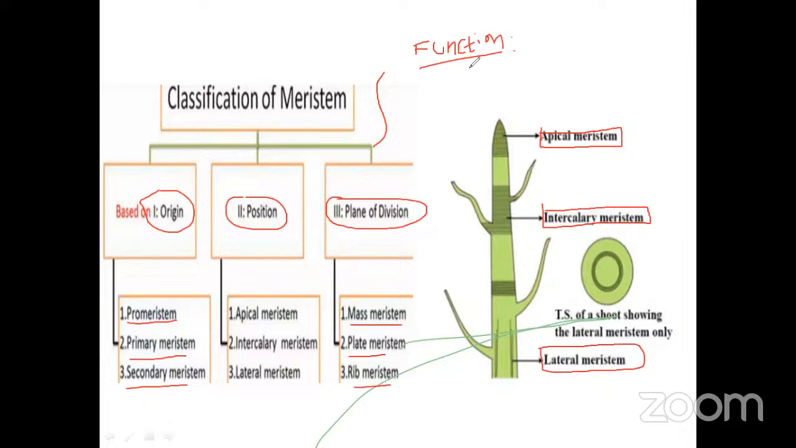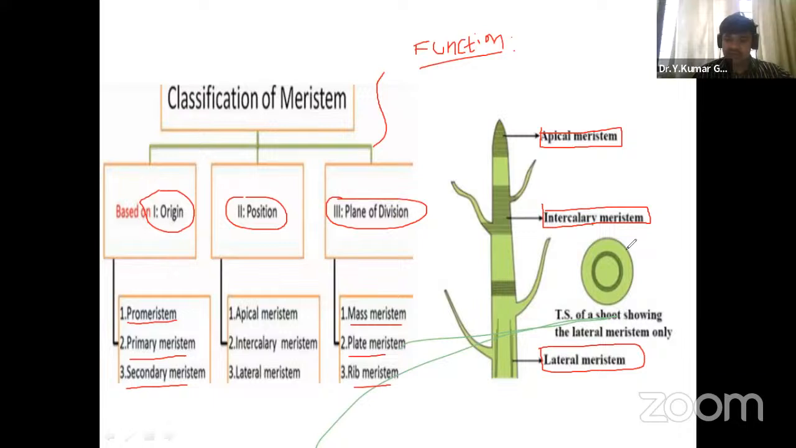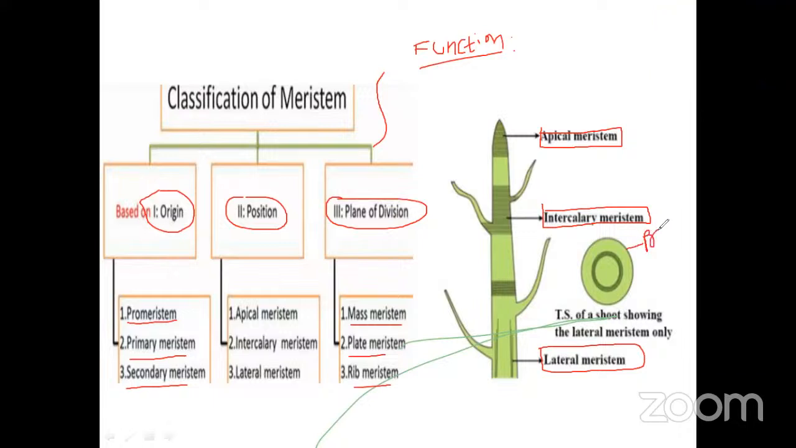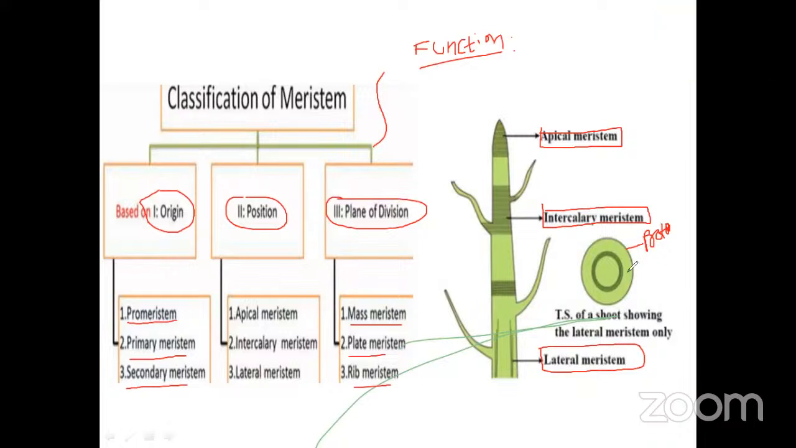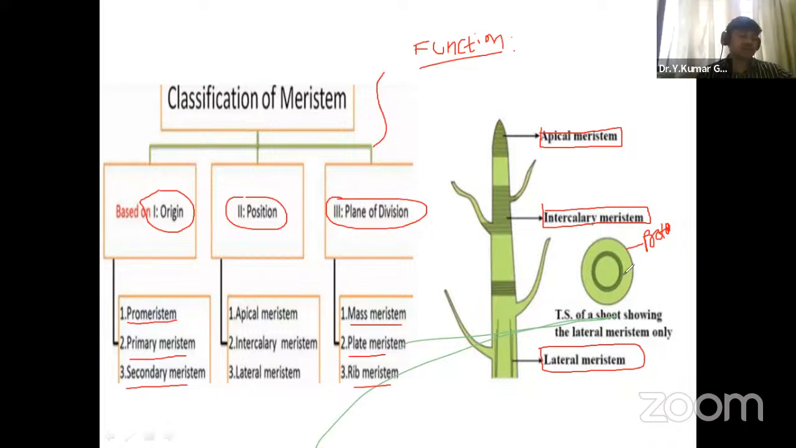One is protoderm, the outer layer. The second one is procambium. The third one is ground meristem, and it forms the ground tissue. So mainly the classification has four types. Remember this first. Let's discuss one by one.